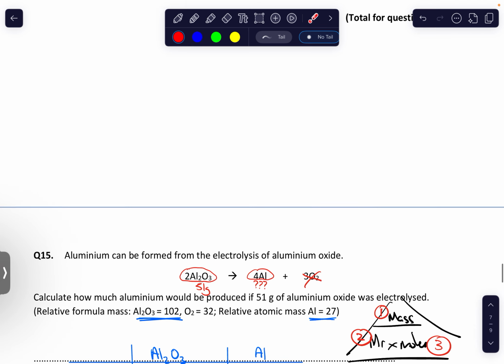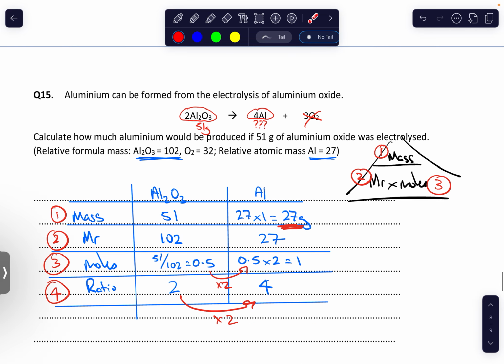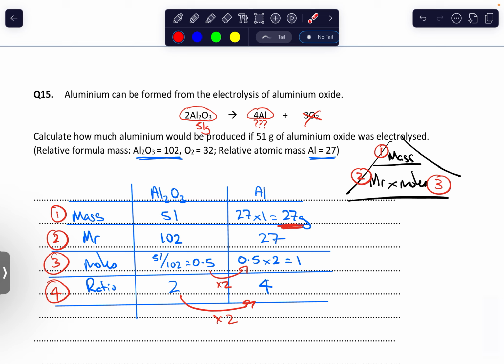And the final one, we'll just bolt it onto this and go through it. Again, I've done this in class, so I'm going to just go through the working out with people. First thing to do is you read the question and we identify what we're interested in the equation. So it says calculate how much aluminium would be produced if 51 grams of aluminium oxide was electrolyzed.